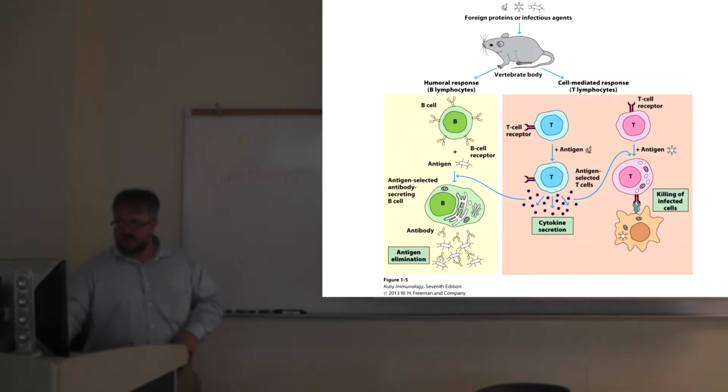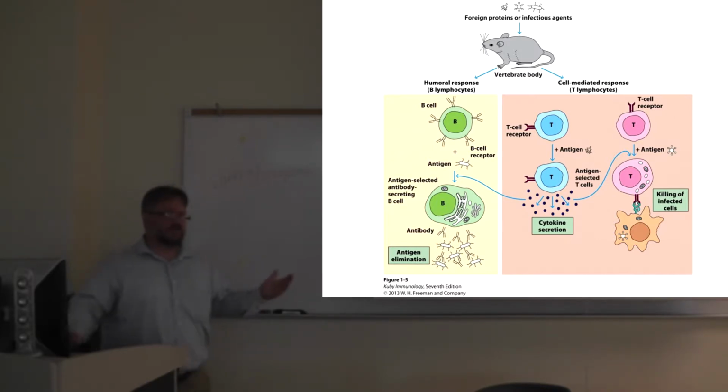We also have T cell responses here. We actually have two types of T cells: helper T cells and cytotoxic T cells, and we'll talk about those. You don't have to memorize anything about them right now, but in general, T cells recognize things like peptides or proteins or some antigen, and they respond and secrete cytokines.